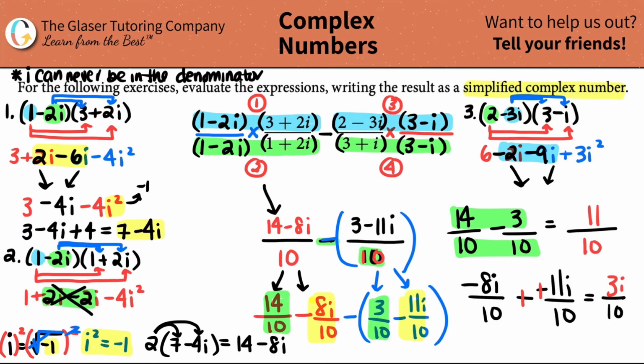You're basically done. You have your real component and your imaginary component. So I'm going to just write the answer over here. The real component after we added everything was 11 over 10. That's this. Plus your imaginary component, which was 3i over 10. And finally, that is the answer.